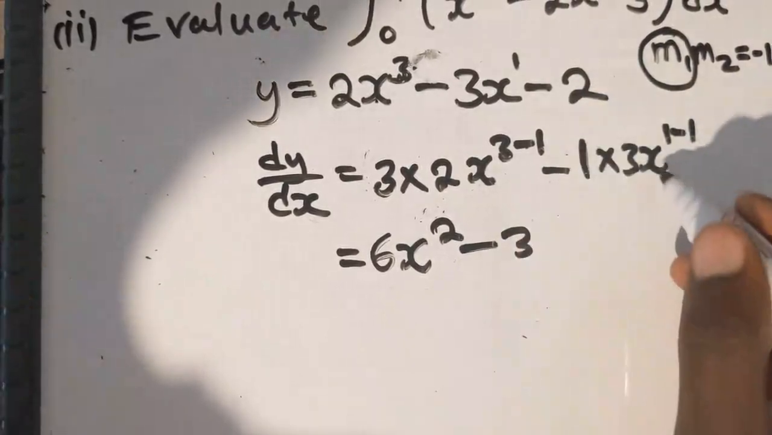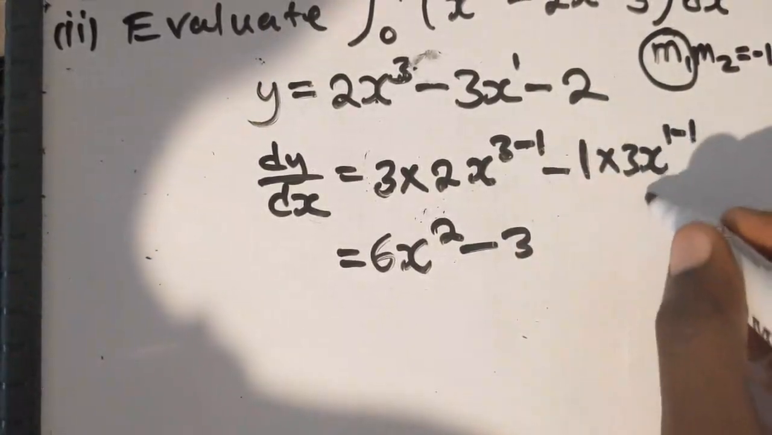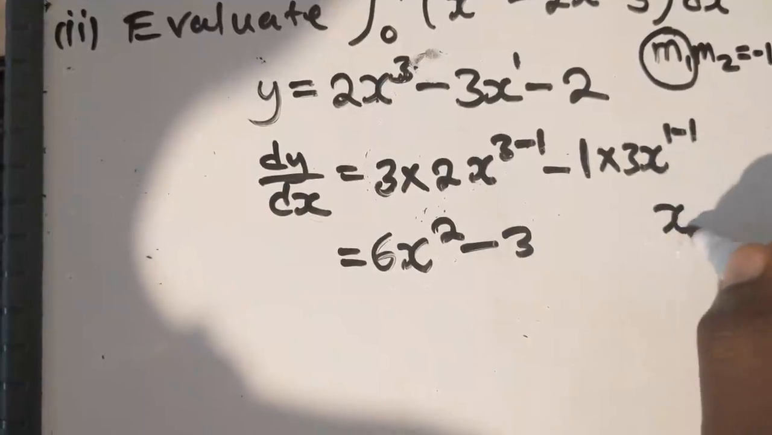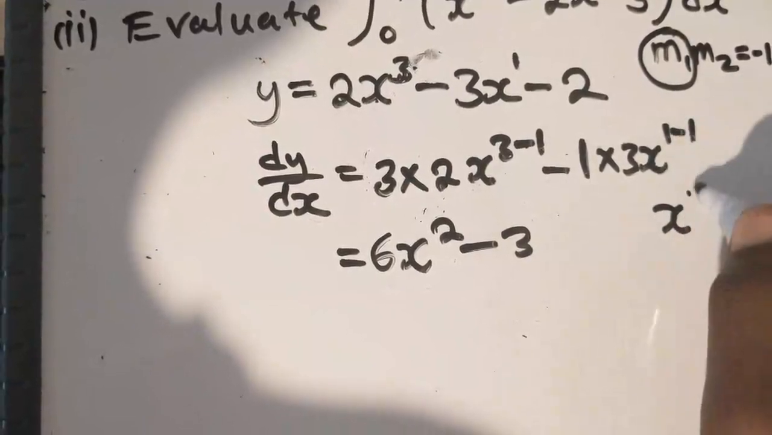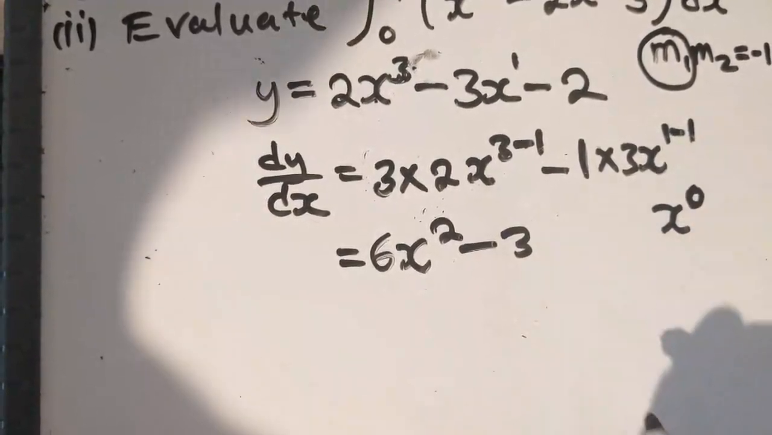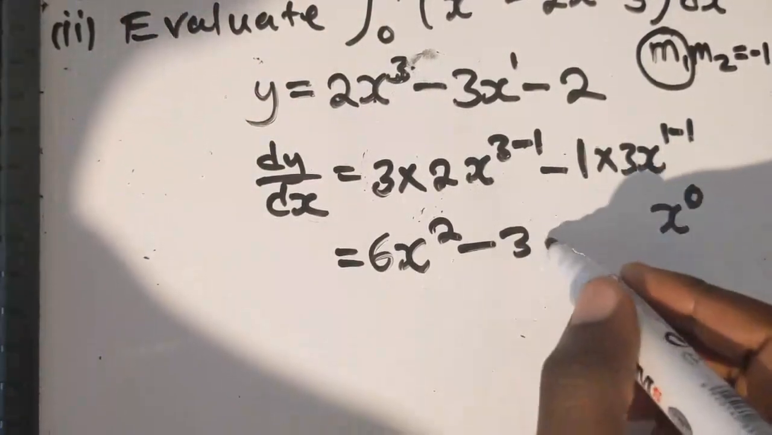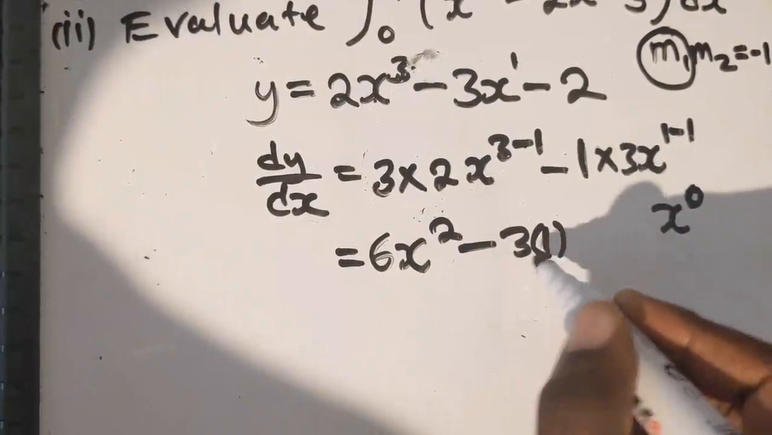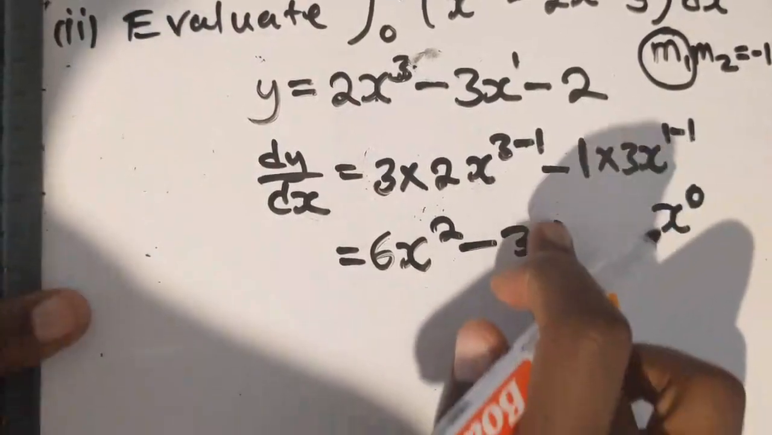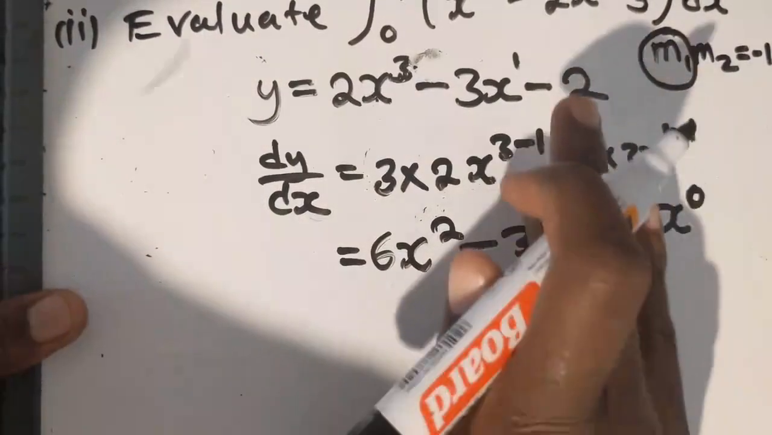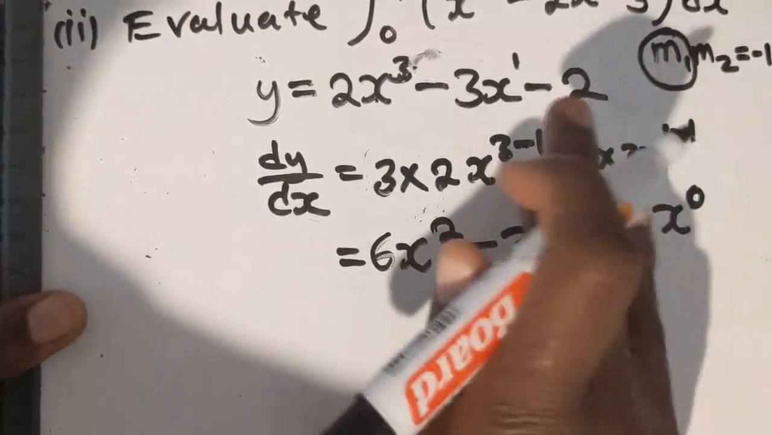Now what you need to know is that this is x. So this is just x, right? So it means that there is x, 1 minus 1, it is 0. Okay? 1 minus 1 is 0, and any number to the power 0 is what? Is 1. So that means there is 1 multiplied by 3. 3 times 1, just 3. So it is going to be just 3 here, like that.